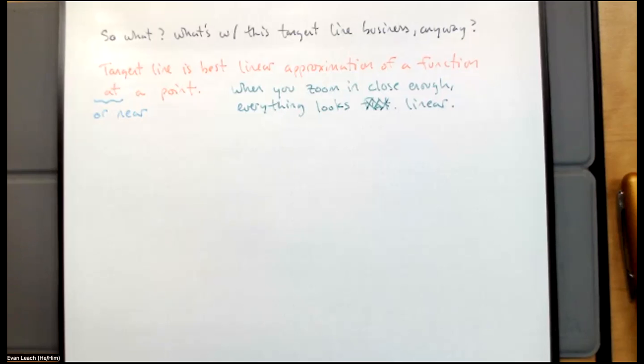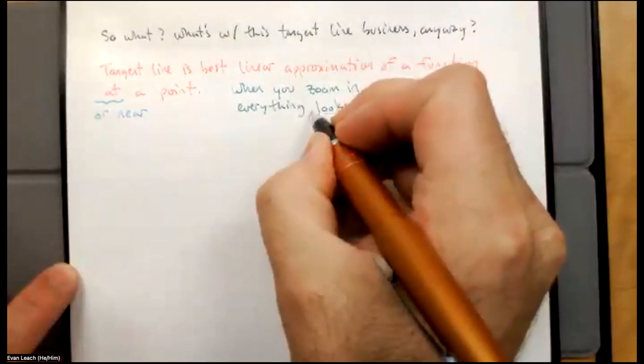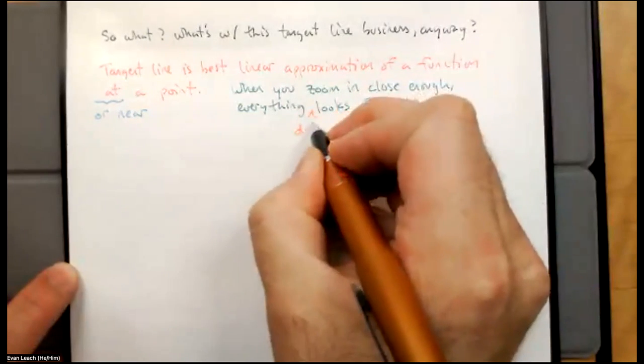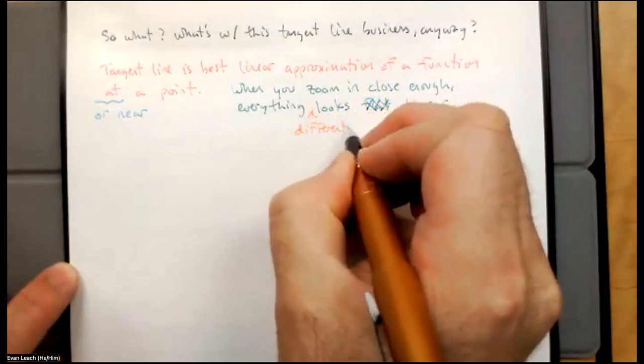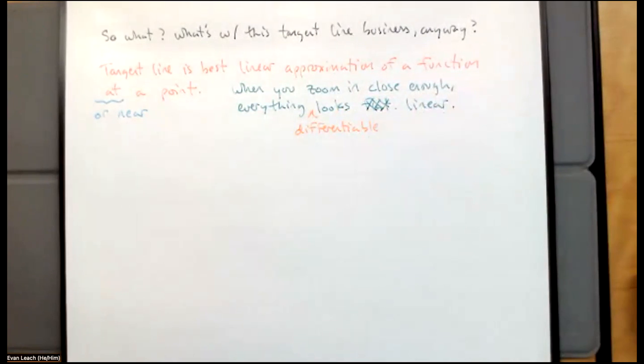Some of you are thinking everything. As I go, I know what you're thinking. You're thinking, what if it's not differentiable? Everything differentiable looks linear. When you zoom in close enough, everything that's differentiable looks linear. It all looks like a line.